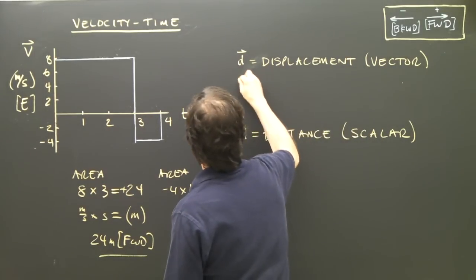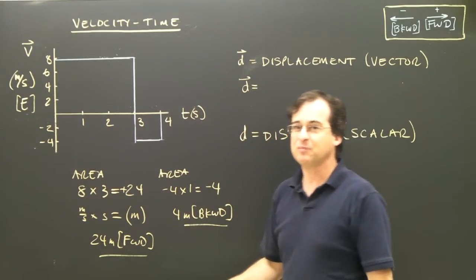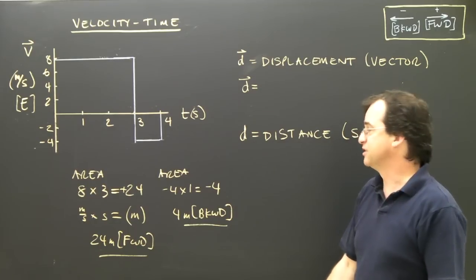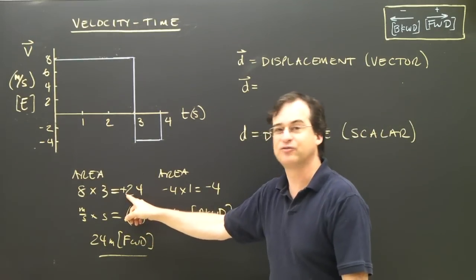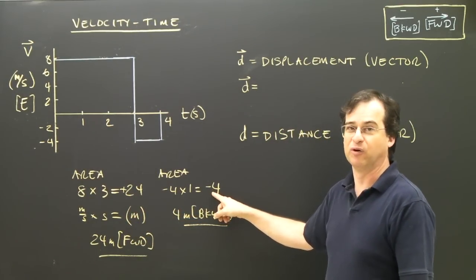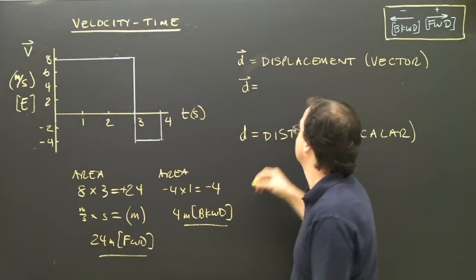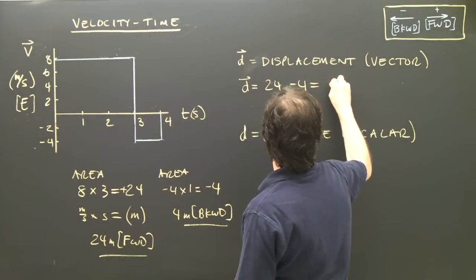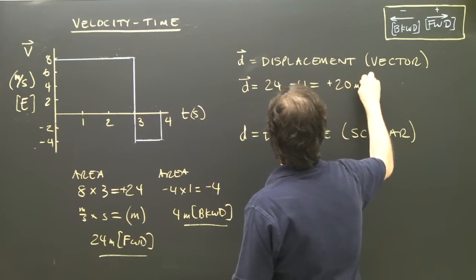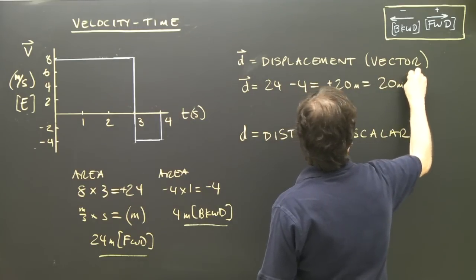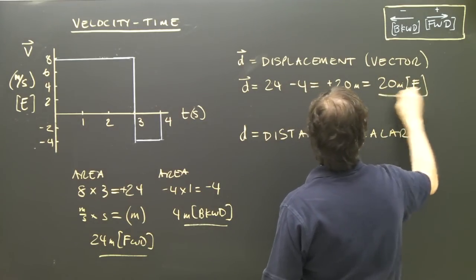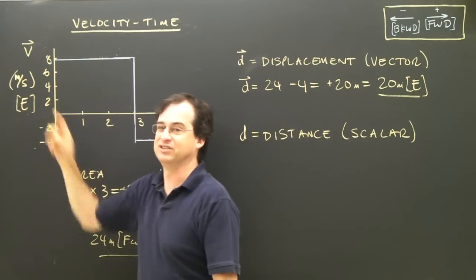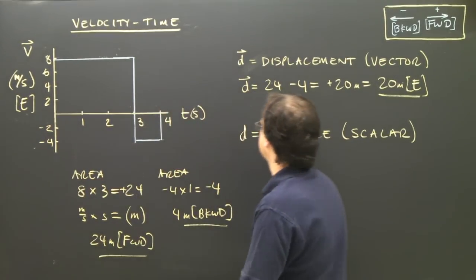When you add up displacement, because it's a vector, you must keep the signs. This was positive 24, this was -4. Those are the direction signs. So the displacement is 24 minus 4 equals positive 20 meters, which is 20 meters east. I'm going to use the proper, because we know this is east, I'm not going to use forward and back.